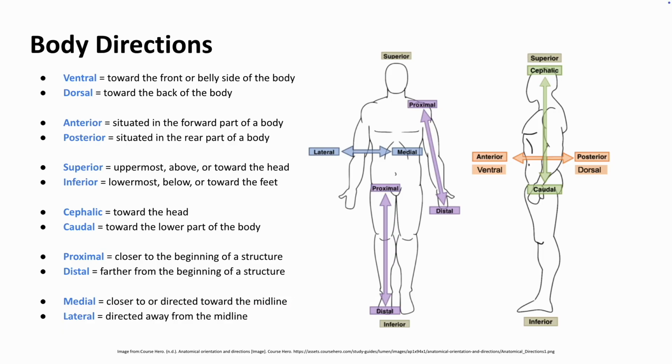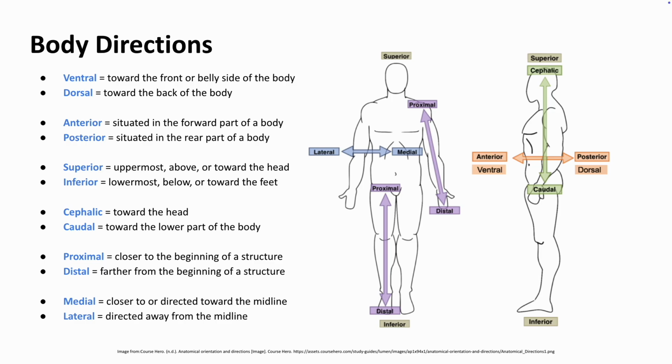So ventral is, okay, I'll do it at the end. So ventral is toward the front or belly side of the body. If you look at the image to the right here, ventral is to this side where the belly is, and dorsal is toward the back of the body. So dorsal is this side, which is on your back side.